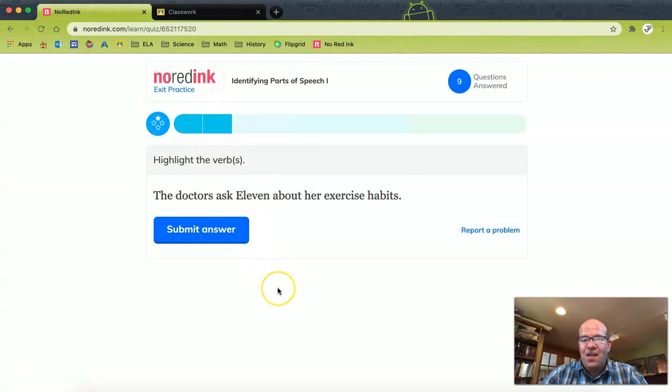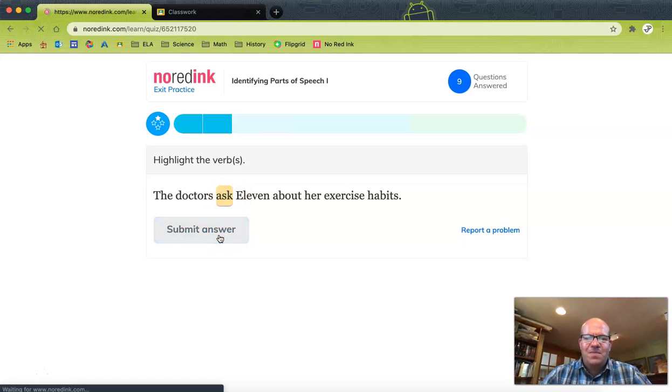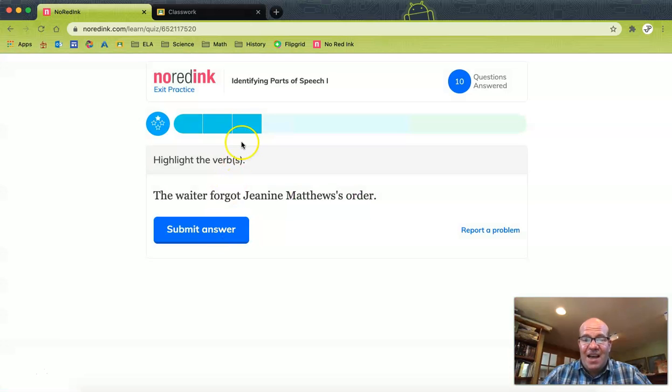So as you start to figure out what it is that it's starting to teach you, so verbs are actions. That's like there's someone in the sentence that's doing something. You know, what are they doing? Well, here's the doctors. The doctors are doing something. So doctors are the subject. What are they doing? They're asking. So ask is the verb. Okay. I got that. I got another bar.